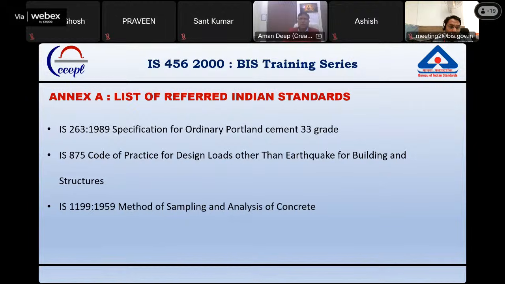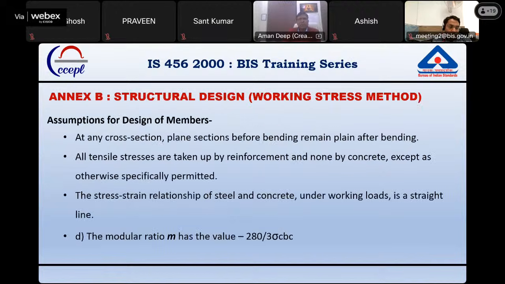Some list of Indian standards have been referred in Annexure A, which were considered while making the provisions of IS 456. Annexure B talks about the working stress method. The modular ratio value is given as 280 by 3 times sigma CBC, the permissible compressive strength of cubes. But these methods are now not in use. So it is just an annexure for guidance on how we earlier designed these structures.